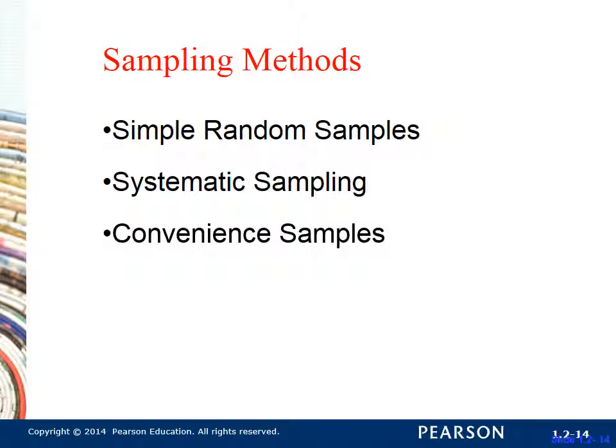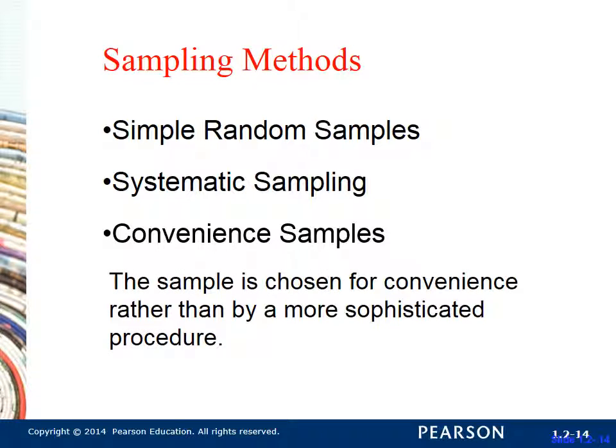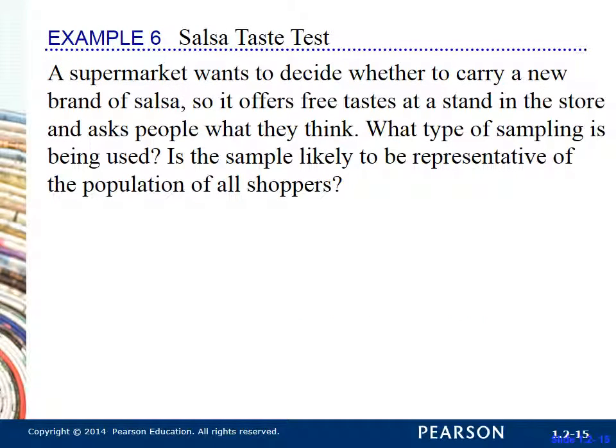right. One type of method that is done way too often that's really not a good method is called a convenience sample. I call it a down and dirty, I just got to grab some people and ask what they think, but it's not a very good way to gather data. It's simply chosen for convenience rather than a more sophisticated procedure like one of the other ones we're looking at.